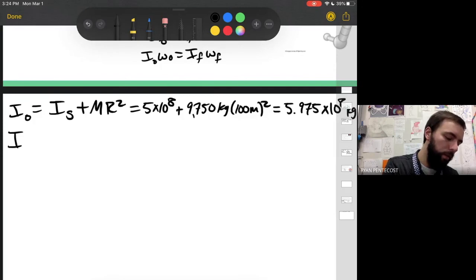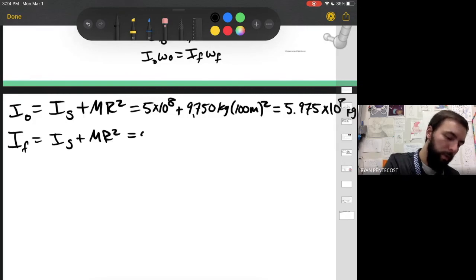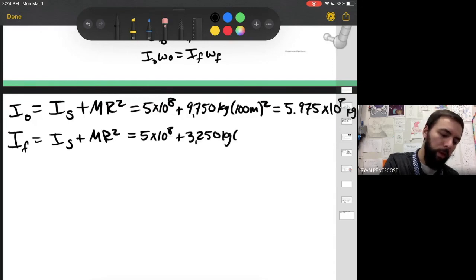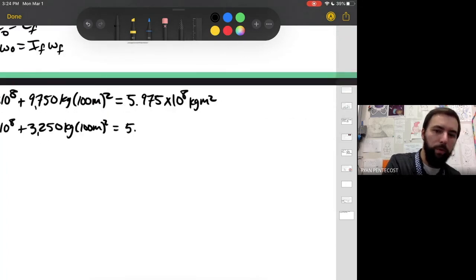Now, 100 of those people are going to go to the axis, and we are going to lose their mass to consider for the moment of inertia. So that would be 5 times 10 to the 8th plus 3,250 kilograms, again, times 100 meters squared. And that will give us 5.325 times 10 to the 8th kilogram square meters.